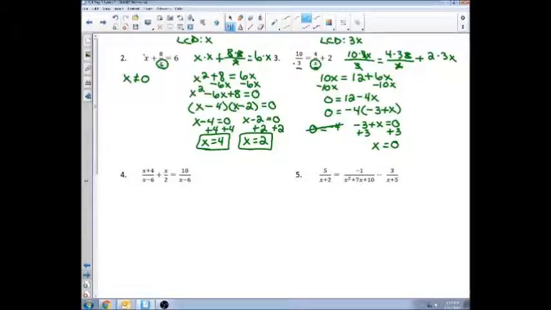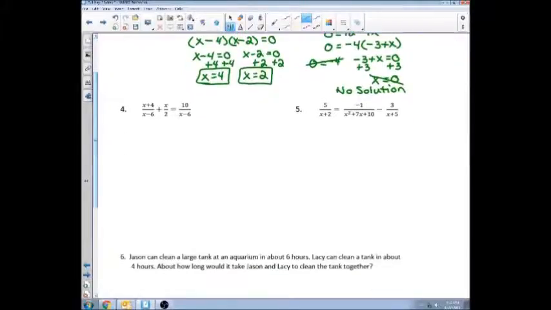Before I go ahead and box that answer, what I want to do is check my restriction with x. The only denominator that has a variable is the x. So x cannot equal 0 is my restriction, which means that my answer is no good. So in this case, I have no solution. I have no answers that are valid, so I have no solution. Okay? On to problem 4.